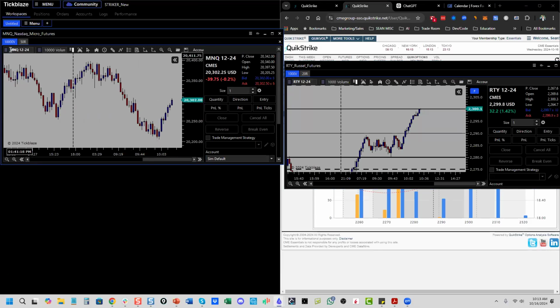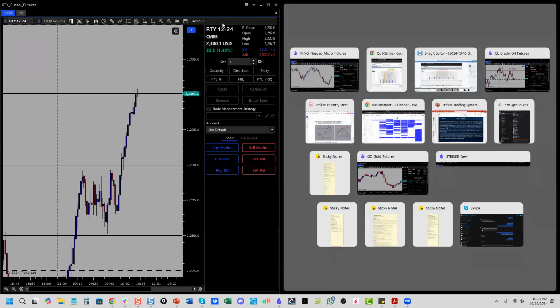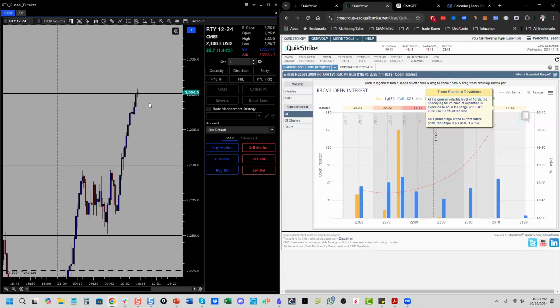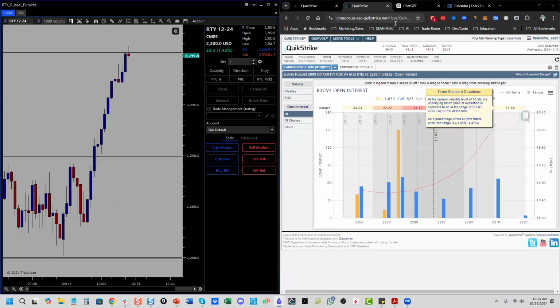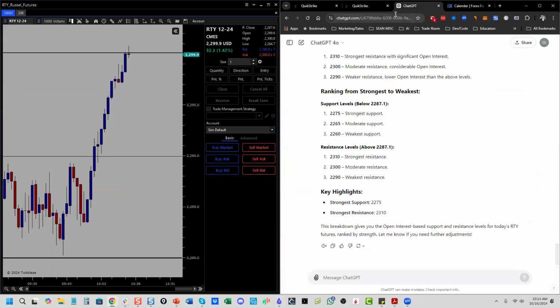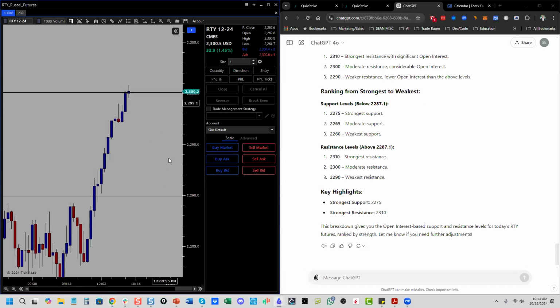Like, look at how the NASDAQ ain't doing what the Russell's doing. Totally different markets. So we're going to watch this. Jim's got his eyes on it. 2300, it's moderate resistance, which means it's the second strongest level of the day.